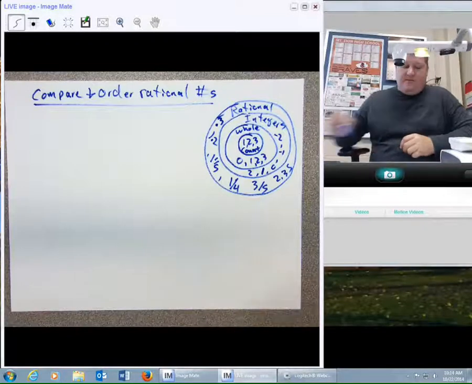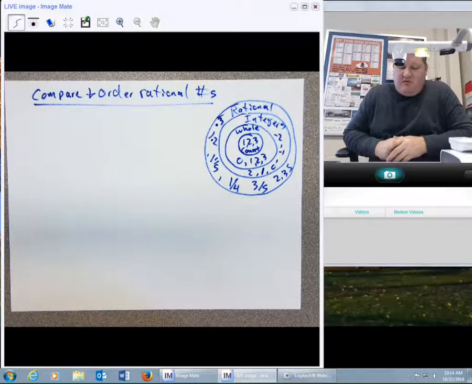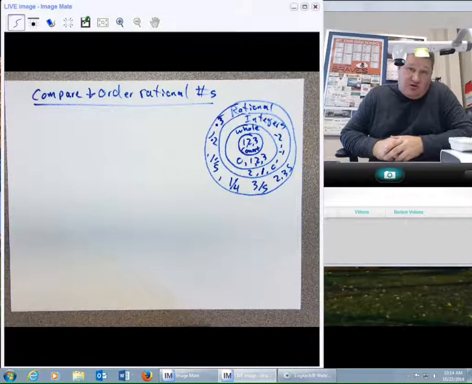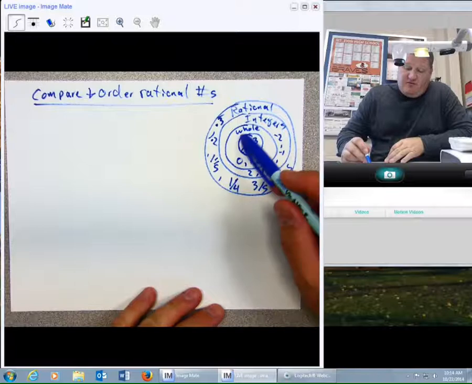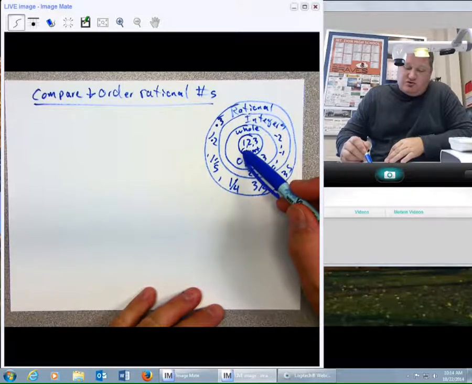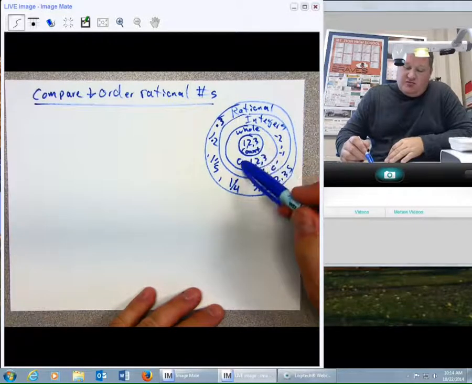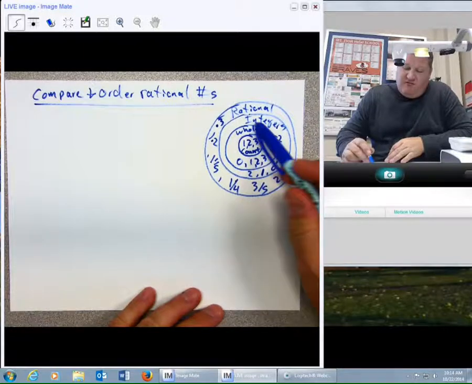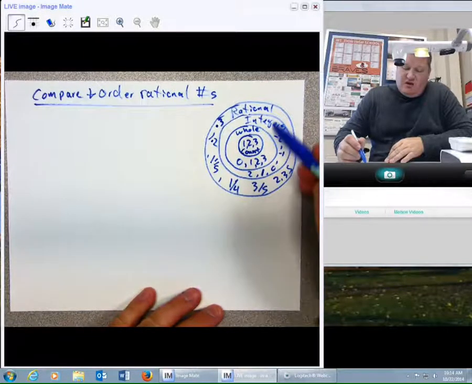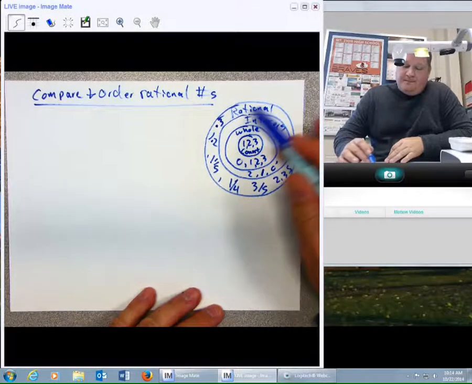Okay, let's start comparing and ordering rational numbers. Now, of course, anytime we talk about rational numbers, we need to know what we're talking about. If I have the most basic numbers, 1, 2, 3, those are counting numbers. If I include 0, 0, 1, 2, 3, I have whole numbers. If I add negatives, negative 2, negative 1, 0, 1, 2, those are called integers.